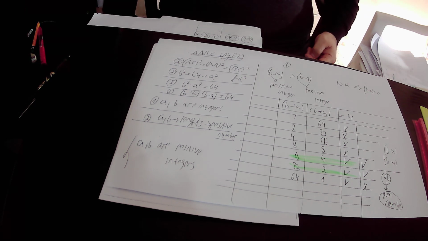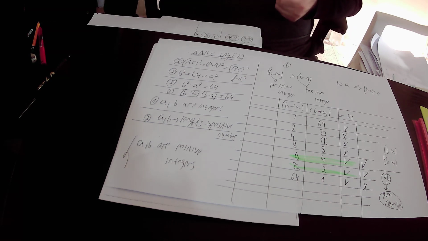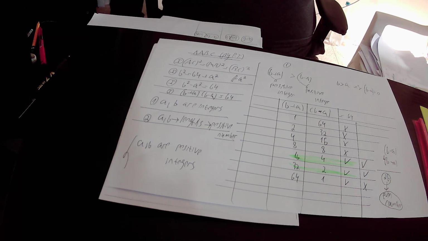And because B is a positive integer and A is a positive integer, B plus A must always be greater than B minus A, because if you add two positive integers together, the result must be greater than if you subtract them from each other. So B plus A must be greater than B minus A.